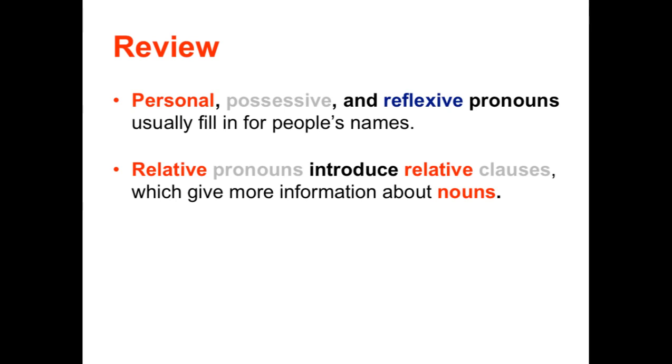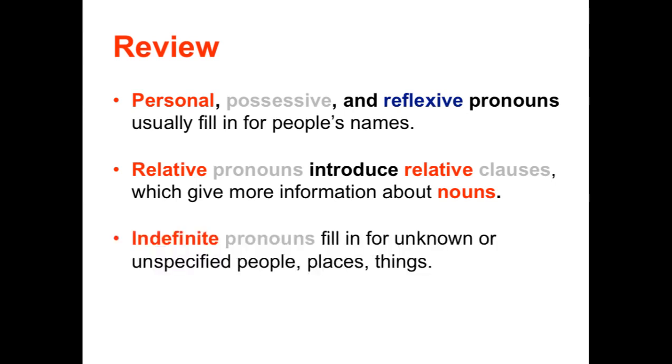Sometimes relative clauses are essential to understanding a sentence. When a relative clause is essential, we should not enclose it in commas. But when a relative clause is providing useful, enriching information, but not necessary to understanding the meaning of the sentence, then that relative clause is considered non-essential, and we should enclose it in commas to mark it as such. Lastly, indefinite pronouns fill in for unspecified or unknown people, places, or things.